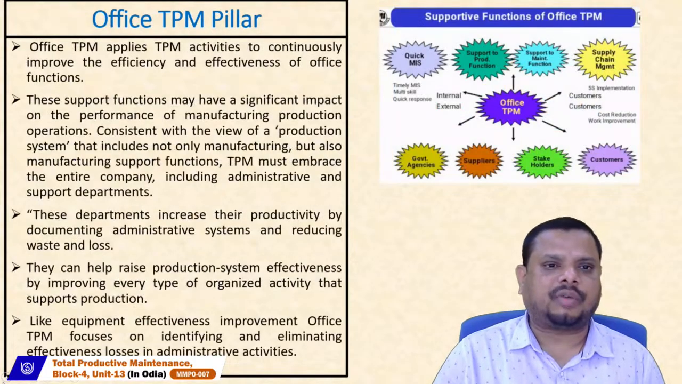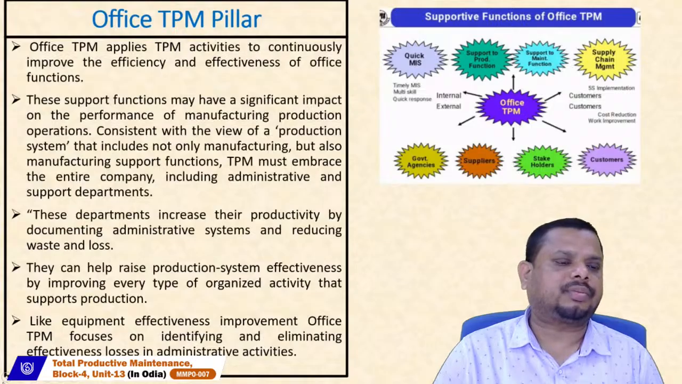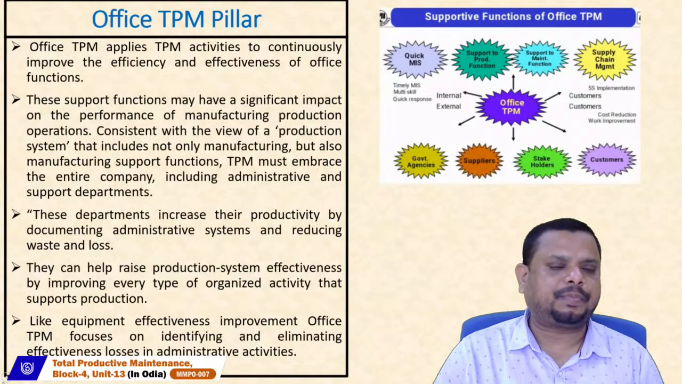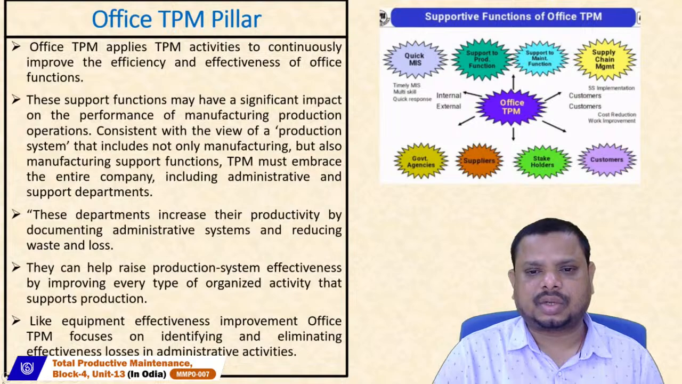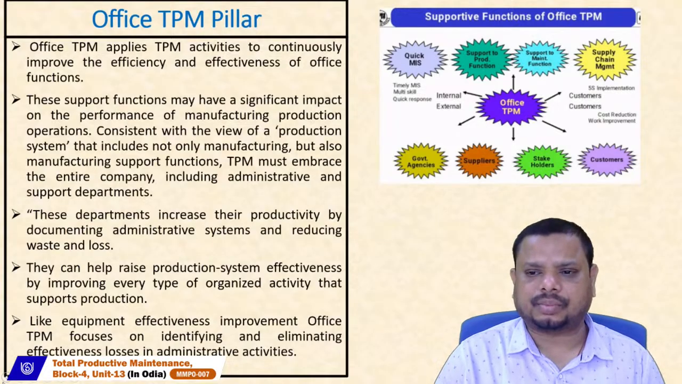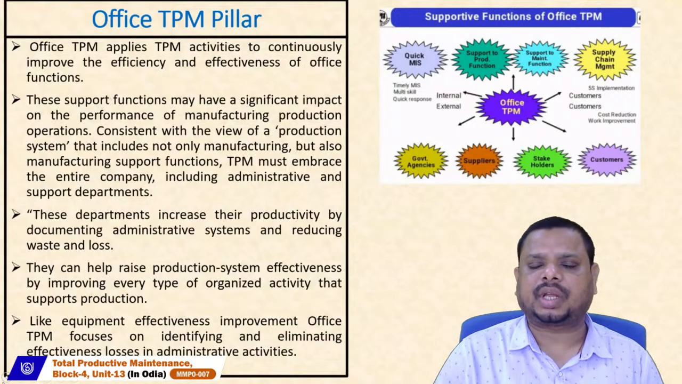The next one we have is the office TPM pillar. First we have to understand that office TPM applies the TPM activities to continuously improve the efficiency and effectiveness of the office functions. So let's understand what the different office functions are. The office functions are of two types: one is internal and the other is external. In the case of internal, they have their internal customers. For internal customers, they implement a management information system, shortly known as MIS.